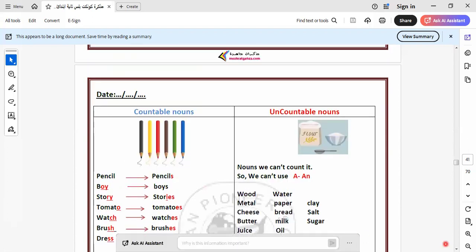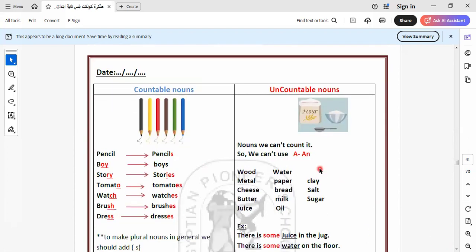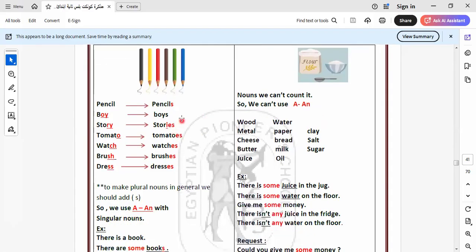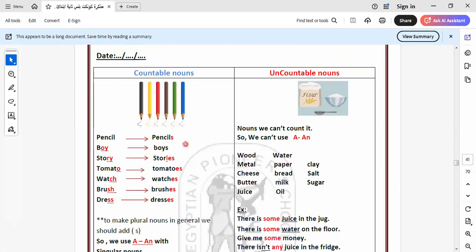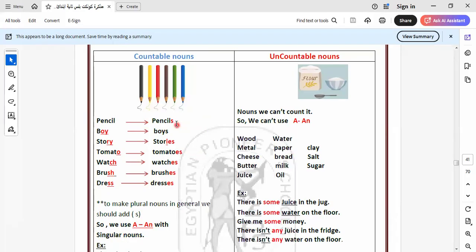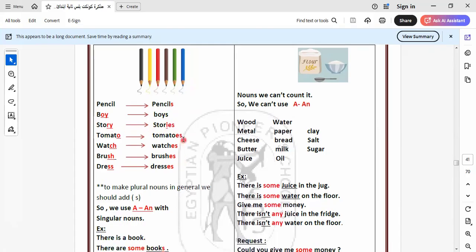Here we have another item in the grammar structure, which is countable and uncountable nouns. Let's know it together. We make a distinction between countable and uncountable nouns by adding s to the noun, like this: pencils, boys, stories. I omit the y and add ies to stories. Here we add es: tomatoes, watches, brushes, dresses.